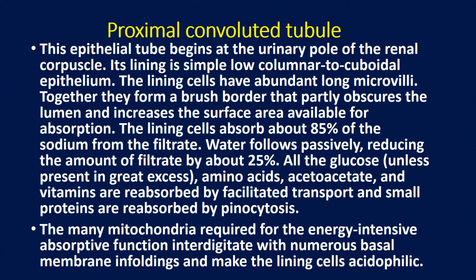Proximal convoluted tubule, the next part of the nephron. The proximal convoluted tubule begins at the urinary pole of the renal corpuscle, and the lining is simple low columnar or cuboidal epithelium. Every cell has microvilli on the apical part and special basal striation in the basal part.